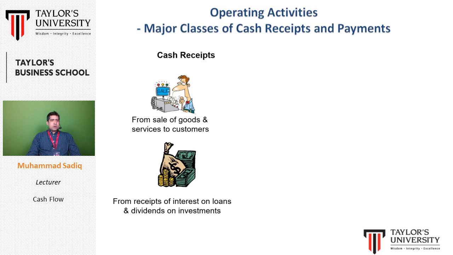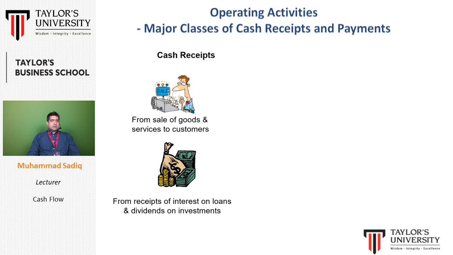Secondly, we also invest in another company sometimes, through which we earn dividends. When we receive the dividends from our investment, it is also recorded in operating activities. The third one is when we invest in some banks and we earn interest. When we receive interest, that will be recorded under cash receipts in operating activities. It means through these three items, the cash will flow into the business in operating activities.